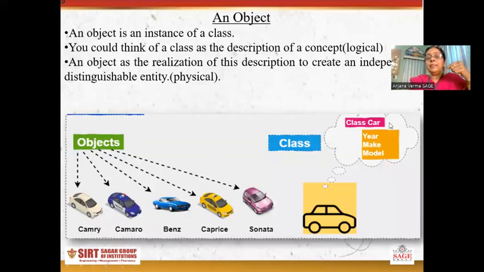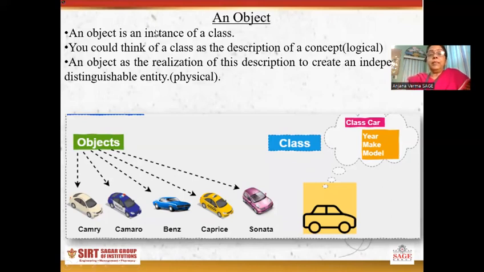Like this, car is a class having properties like year, make, and model. This is the class car and these are the attributes of the class. Now, what functions can you put here? A car can run, you can drive a car, you can put petrol in a car. The verbs are the behavior.